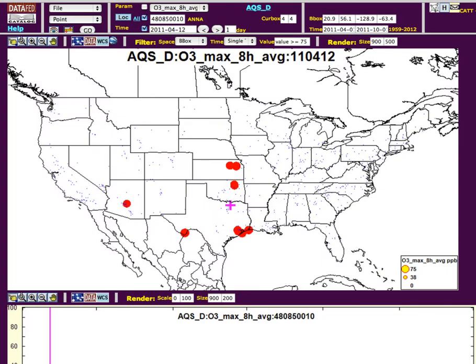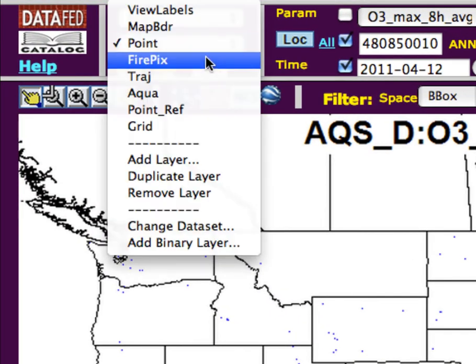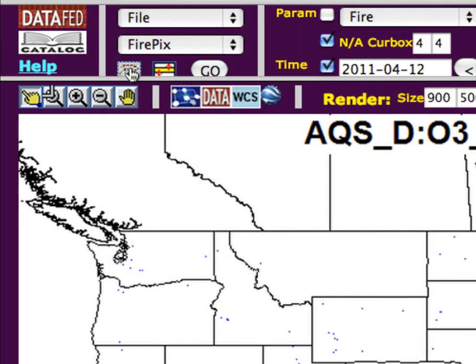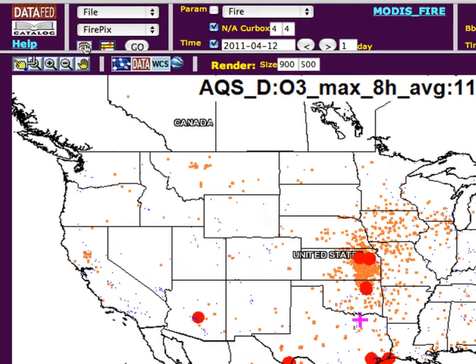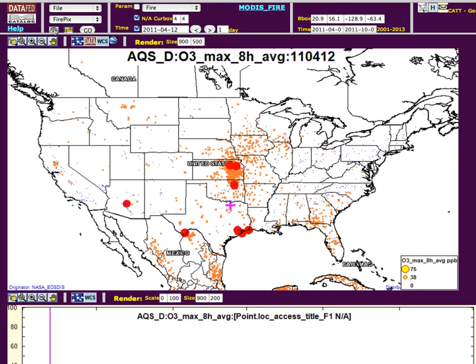Displayed in this first layer is the location of ozone concentrations exceeding 75 parts per billion on a given day. On April 12, 2011, we can see that there are ozone exceedances in eastern Kansas. We can select the FirePixel layer and make it visible, displaying it on the map view. The next layer displayed is the FirePixel layer, which gathers NASA satellite data and shows that there are high levels of fire radiation. Again, there is an accumulation of fire radiation in the eastern Kansas region.